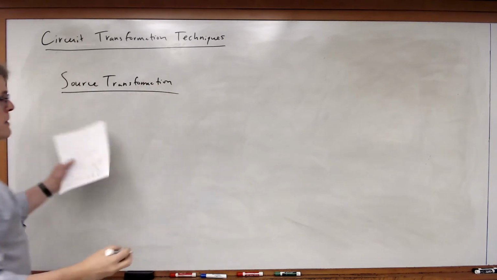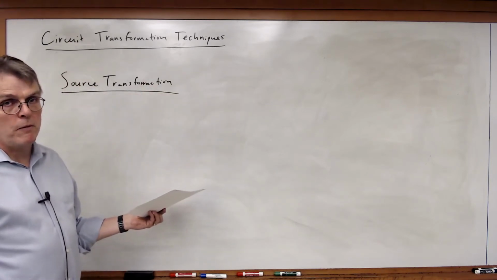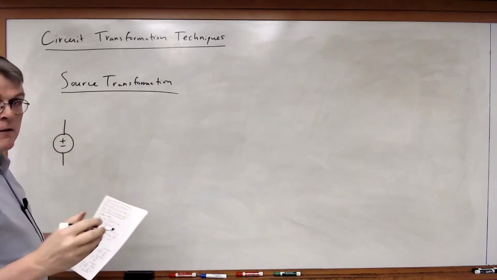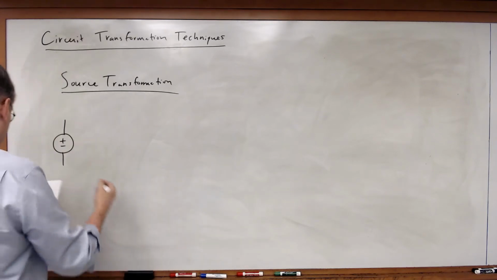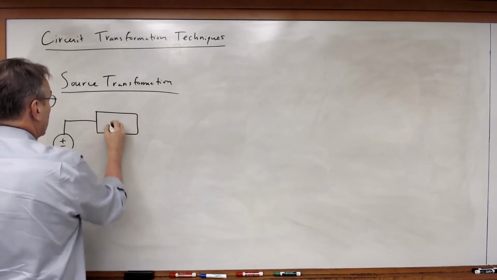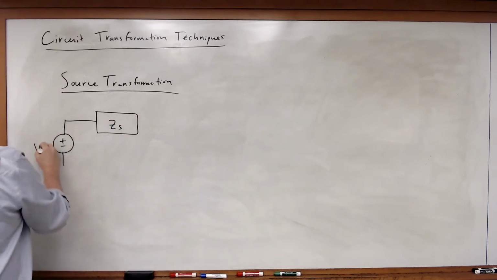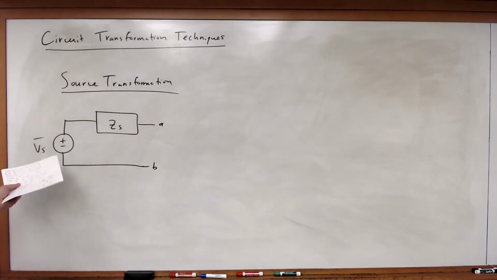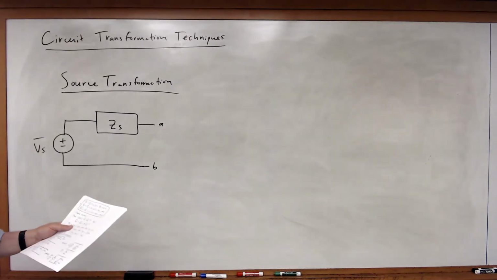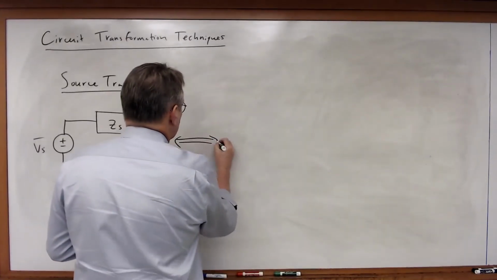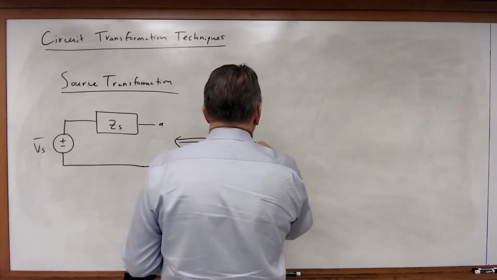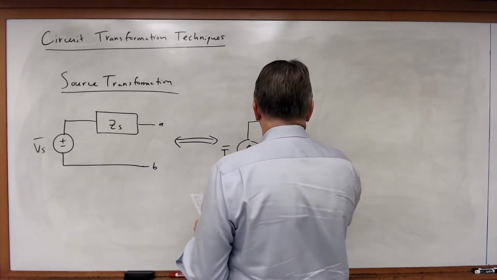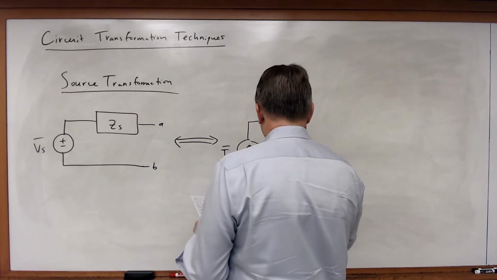So source transformation is effectively still the same process we saw before in the time domain, only now we're doing it with phasors and with impedances instead of with standard sources and with resistances. So if we've got a source like so, composed of a voltage source in series with an impedance ZS, there exists a transformation such that we can go to I sub S in parallel with that same source.